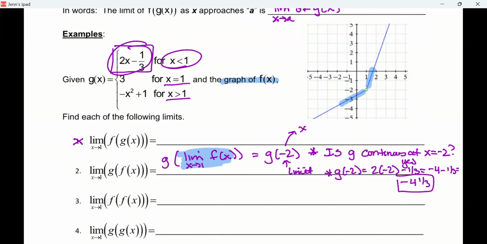So you have to look at that inner function and ask yourself the question. When you find that limit, you have to look at the outer function and ask yourself, is it continuous at that particular function?